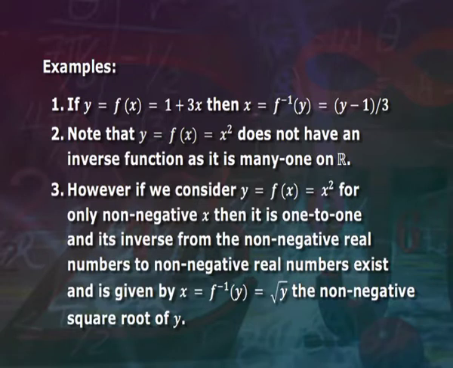3. However, if we consider y equal to f(x) equal to x square for only non-negative x, then it is 1-1 and its inverse from the non-negative real numbers to non-negative real numbers exists and is given by x equal to f inverse of y, which is equal to square root of y, the non-negative square root of y.